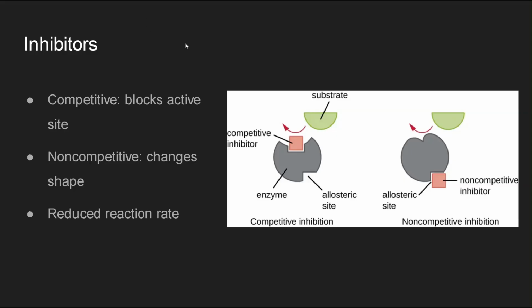Inhibitors are also a very important part that slow down reaction rate. Competitive inhibitors bind to the active site itself and compete with the substrate. Non-competitive inhibitors will bind to a different location on the enzyme, often known as the allosteric site, and change the enzyme shape, which will alter the shape of the active site and make the substrate unable to bind to the enzyme. Both of these will reduce the rate of the reaction.